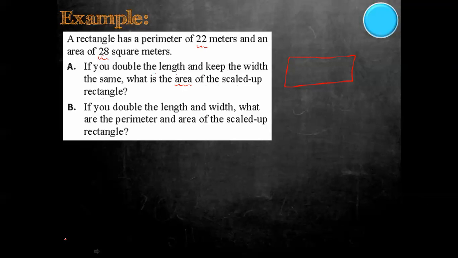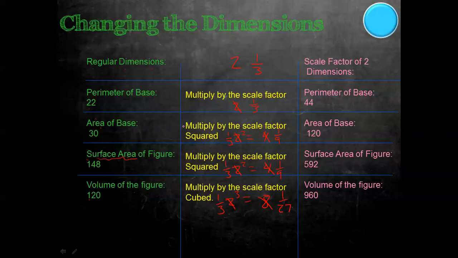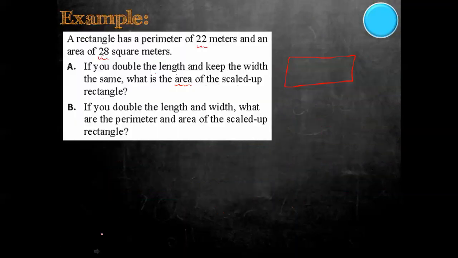Okay, the area. Now earlier we talked about changing all of the dimensions. If we changed all of the dimensions, this is how you would go about doing it. Now, if we're only changing one of the dimensions, then you just have to look at the formula here. Area equals length times width.